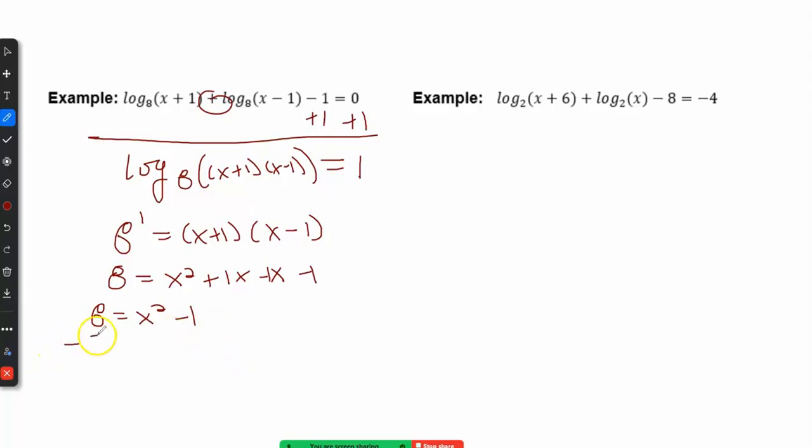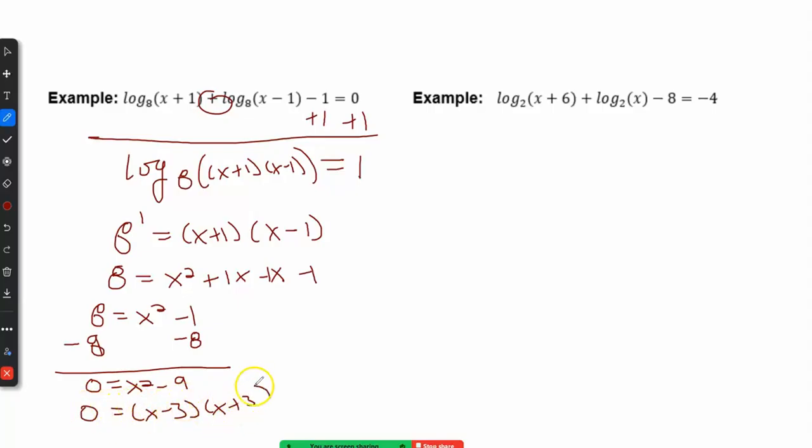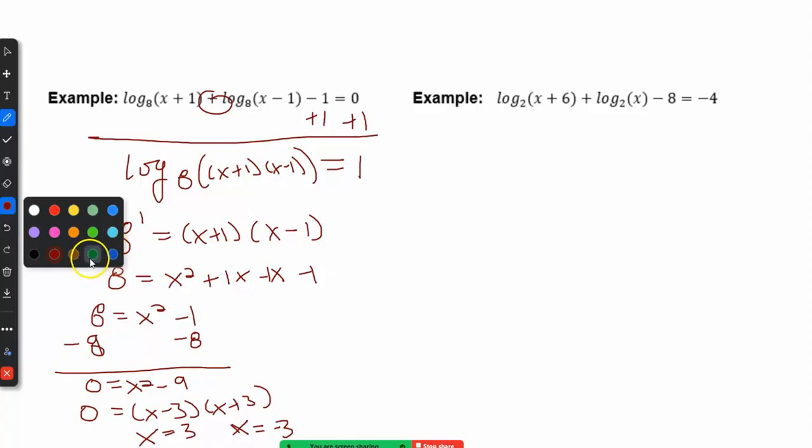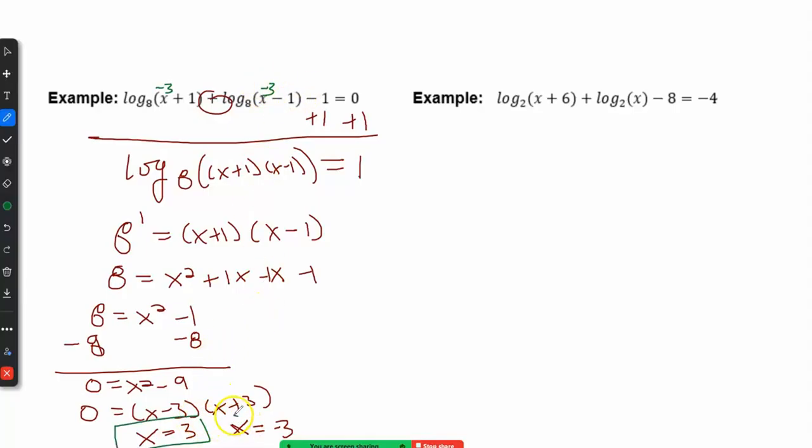You can get one side equal to 0 and solve for x. This is a difference of squares, so x minus 3, x plus 3. So x can equal 3, and x can equal negative 3. If I look at this up here, the negative 3 does not work because I would have a negative 3 plus 1, and negative 3 minus 3. Inside the log could not be negative. So this one works.